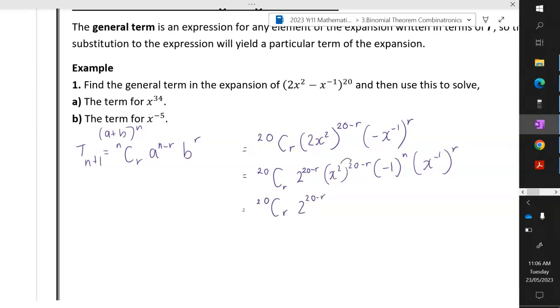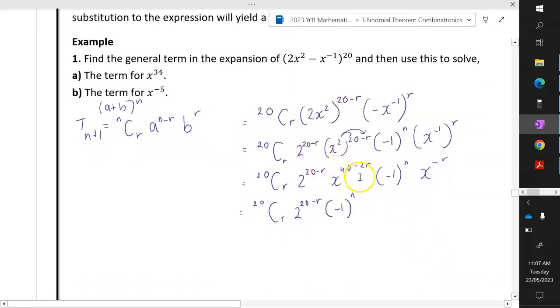I'm going to expand this 2 out in my brackets, remembering what our rules tell us. So we're going to have x to the 40 minus 2r. I've still got this minus 1 to the r, and now I've got x to the minus r. But we can go one step further. Okay, so if I neaten that up, I can still write my 2 to the 20 minus r, and I've still got my minus 1 to the r.